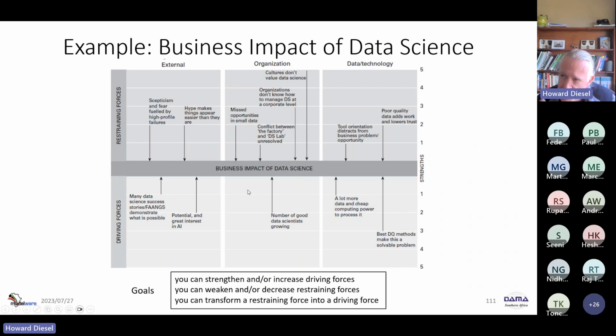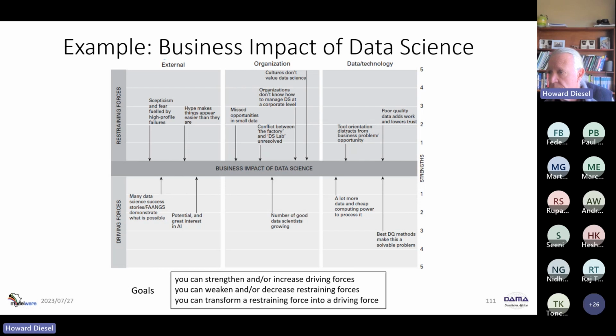Now, once you've got this force field, and I haven't gone to the quantification yet, I'm going to show you how to do that. Once you've got this, these are your goals. You can strengthen and increase the driving forces. And I'm wondering if those people remember the Ishikawa diagram. The ones above the line push it up, so we're getting benefit as we strengthen, right? And the ones below the line are creating bigger issues. So we want to strengthen and increase our driving forces, and we want to weaken or decrease the restraining forces. And then what we're trying to do is transform some of the restraining to driving.